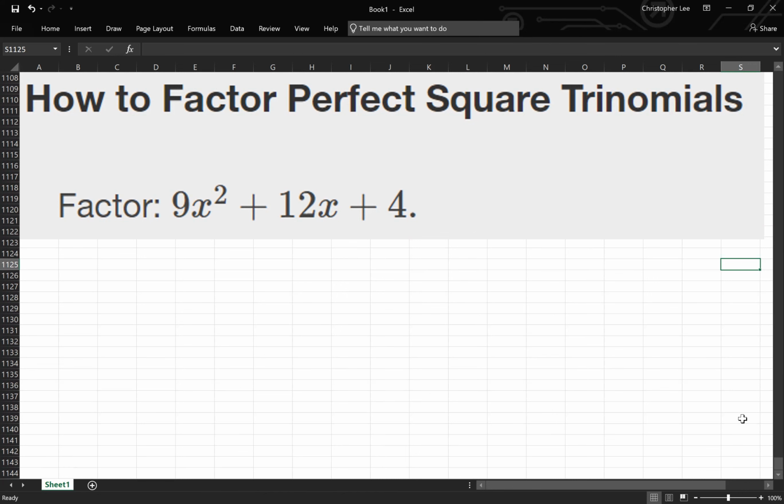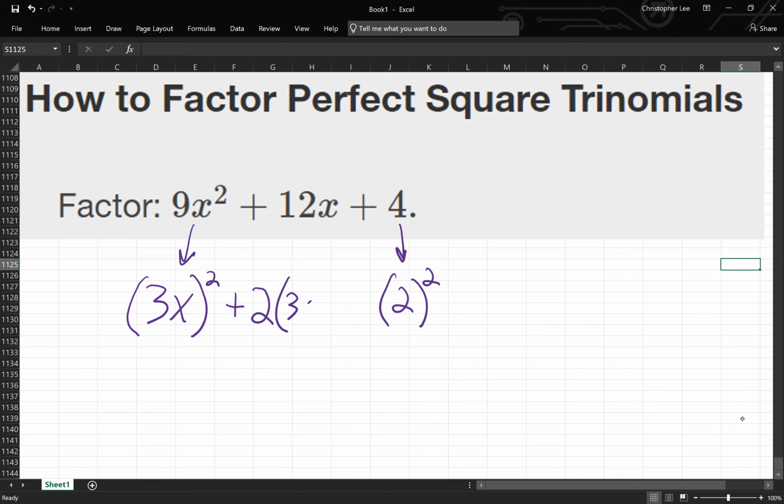They are perfect squares. So I can rewrite the 9x squared as what? (3x) squared, of course. I can rewrite the 4 as what? 2 squared, right? And the b term, what's my b term here? It's positive, right? Plus 2 times the a, what's the a term? 3x, times the b term, which is what? 2.